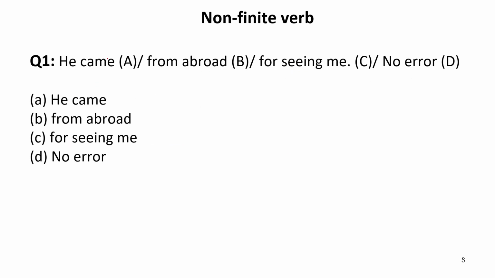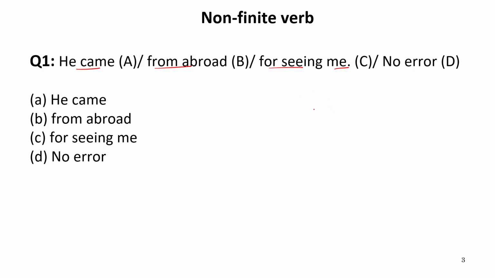We are given a sentence of which there are several parts. We have to select that particular part that contains the error. It means there is a grammatical error in any of these parts. We have to select that particular part. So the first sentence is, he came from abroad for seeing me.